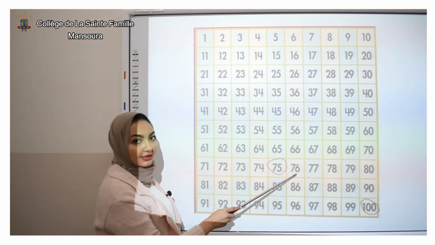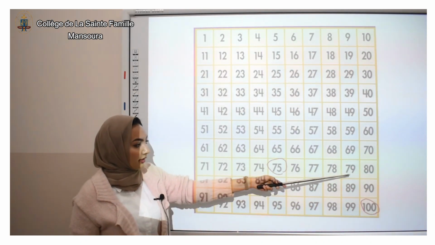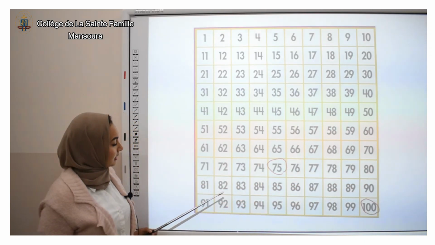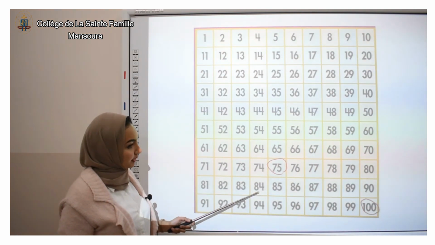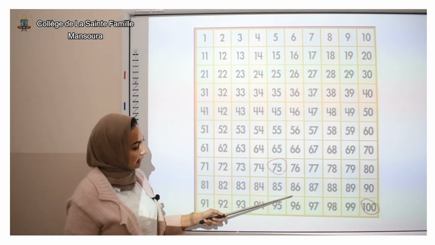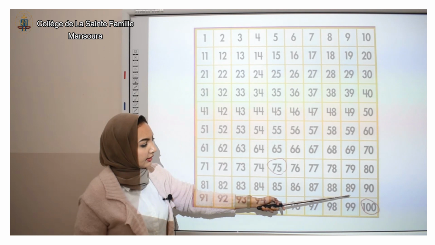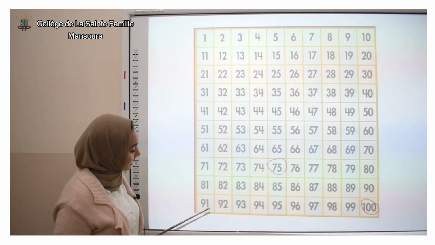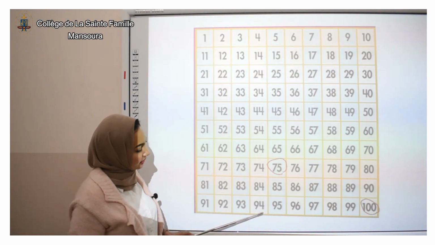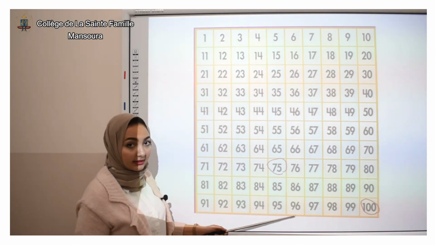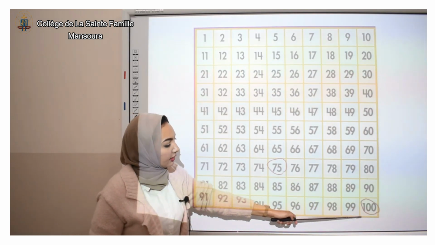75, 76, 77, 78, 79, 80, 81, 82, 83, 84, 85, 86, 87, 88, 89, 90, 91, 92, 93, 94, 95, 96, 97, 98, 99, and finally 100.